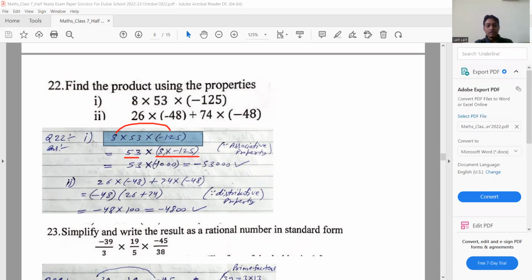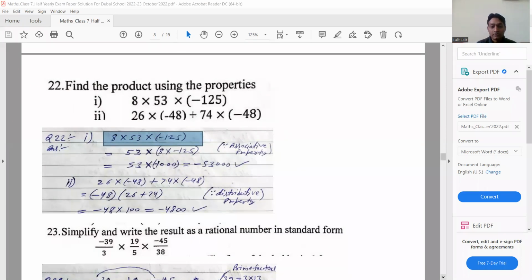So 8 into minus 125, I am multiplying, taking 53 outside. So 53 into, when you multiply 8 into minus 125, you will get minus 1000. And minus 1000 into 53, you will get minus 53,000. Question number 2, again if you see 26 into minus 48 plus 74 into minus 48. Here minus 48 is common in both the terms, so we can take minus 48 outside. Then we will get in bracket 26 plus 74. This property is called distributive property. So minus 48 into 26 plus 74 is 100. Minus 48 into 100 is equal to minus 4800. So here is the answer.